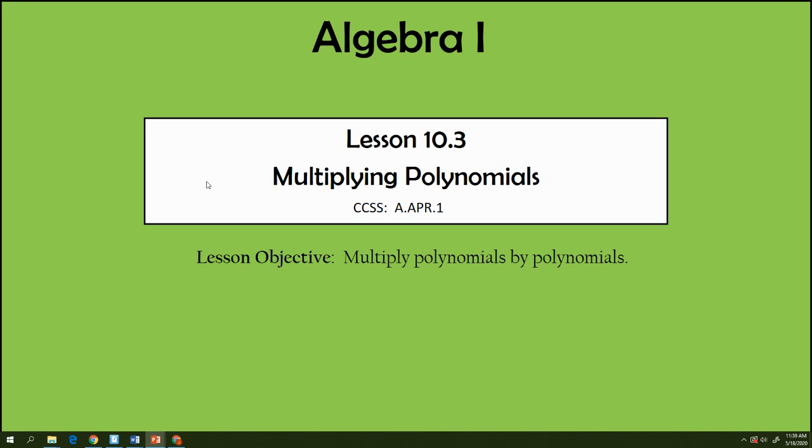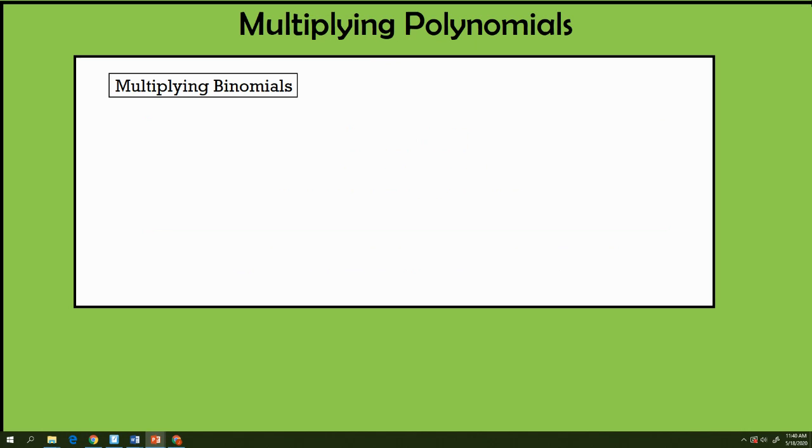Going to start lesson 10.3 today on multiplying polynomials. We're going to begin primarily working with a binomial times a binomial and how we go ahead and multiply those two together. And then we'll work in a little bit more complex versions of that. But let's take a look at what we're talking about here.